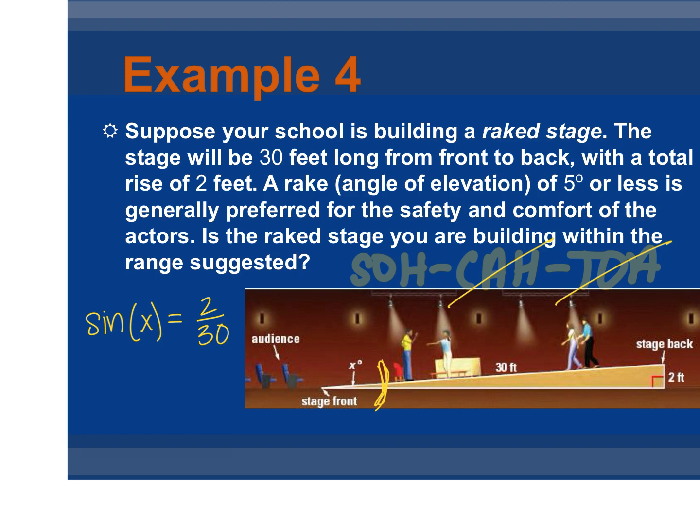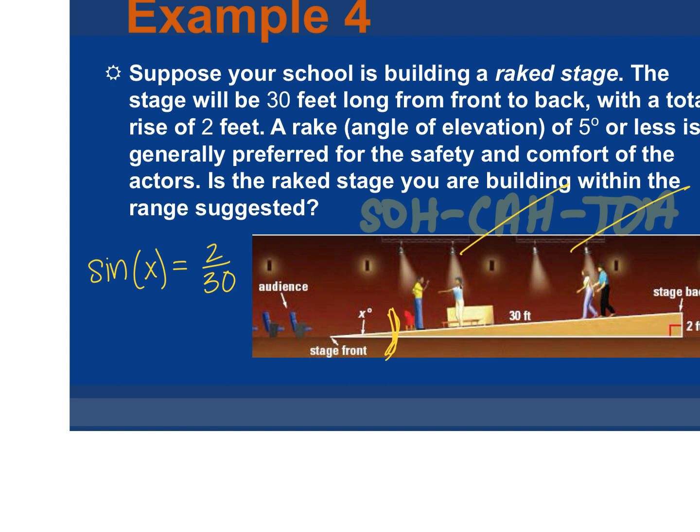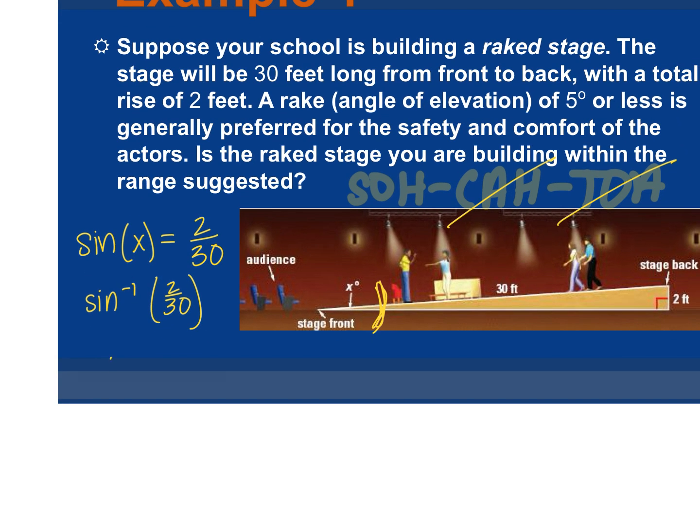What do I have to do to find my angle? Now we're solving for the angle. What do I have to use? Good, I have to use the inverse. So plugging it into my calculator, you're doing the inverse of sine, 2 over 30. Second sine, 2 over 30. Round to the nearest tenth. What would you get? Good, 3.8. Is that within the comfort of the actors? Yes, it is within the range. Okay, questions, comments, concerns on this one?